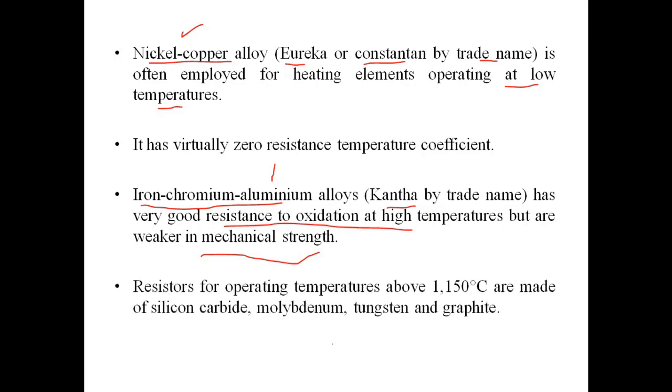And for resistors operating above 1150 degrees Celsius, if you want more than that temperature, they can be made of silicon carbide, molybdenum, tungsten and graphite. For higher temperature we use these kinds of materials.